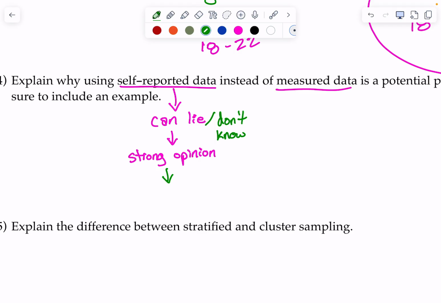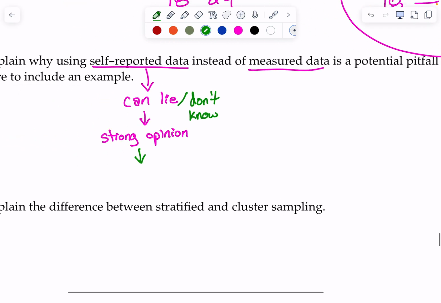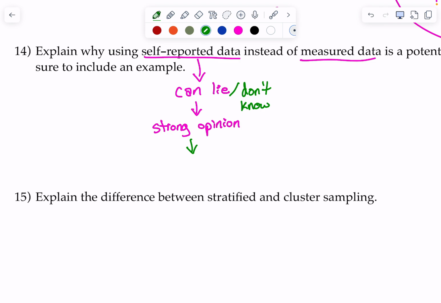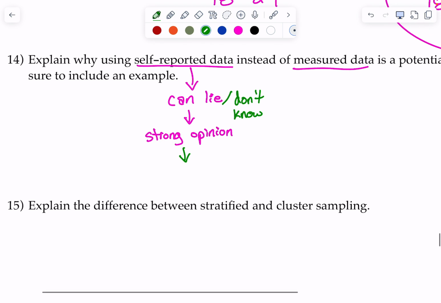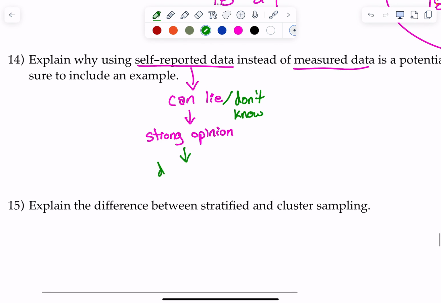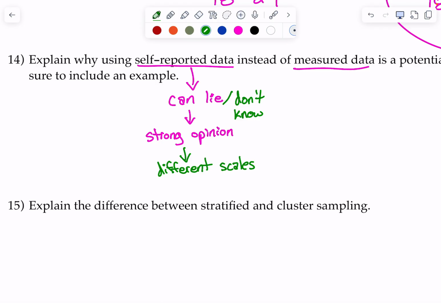Explain why self-reported data is a potential pitfall in data collection. I'm going to also say different scales. Last thing. Different scales. Okay, so if I self-report and I say, I want you guys to tell me what your height is. Even if you did measure your height, rounded to the nearest inch, what just happened?